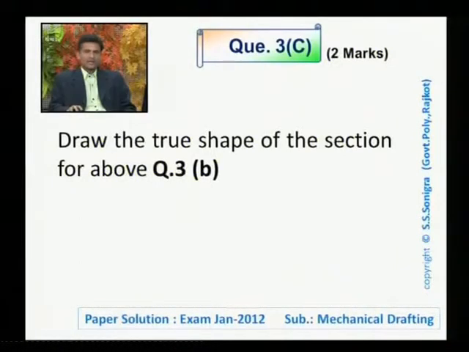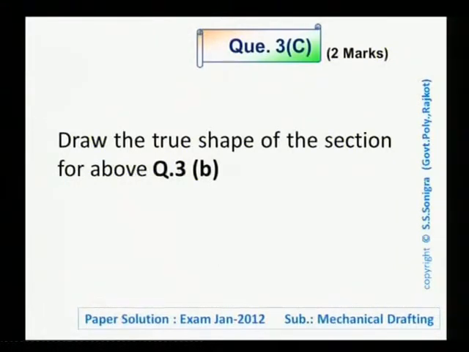Here you should take care about the whole question paper. Whenever you draw any problem, before that you read all the data of subsequent questions, because here, as the true shape needs to be drawn, we have to draw the answer to question 3B in such a way that there should be space to draw the true shape of the section, like this.